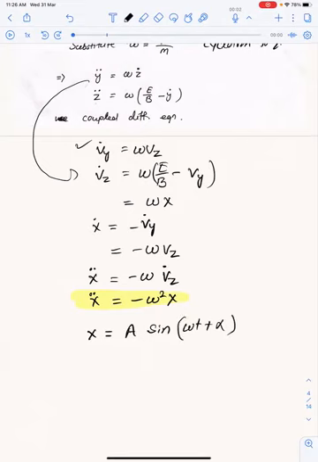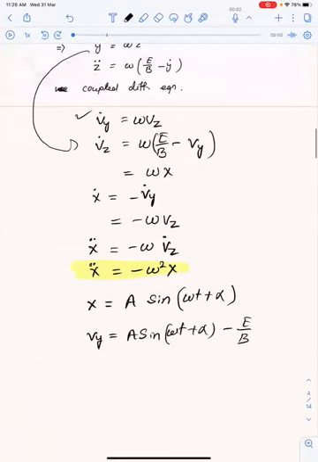Okay. So if you write that, now remember what we substituted for x. x is nothing but e by b minus vy. So if you again do a little bit of rearrangement, you find vy is nothing but a sine omega t plus alpha minus e by b. Okay, like that. And we also substituted for vz, right? So you can do the other way and substitute for vy to eliminate vy, and that will give you an equation in terms of vz. Please check that.